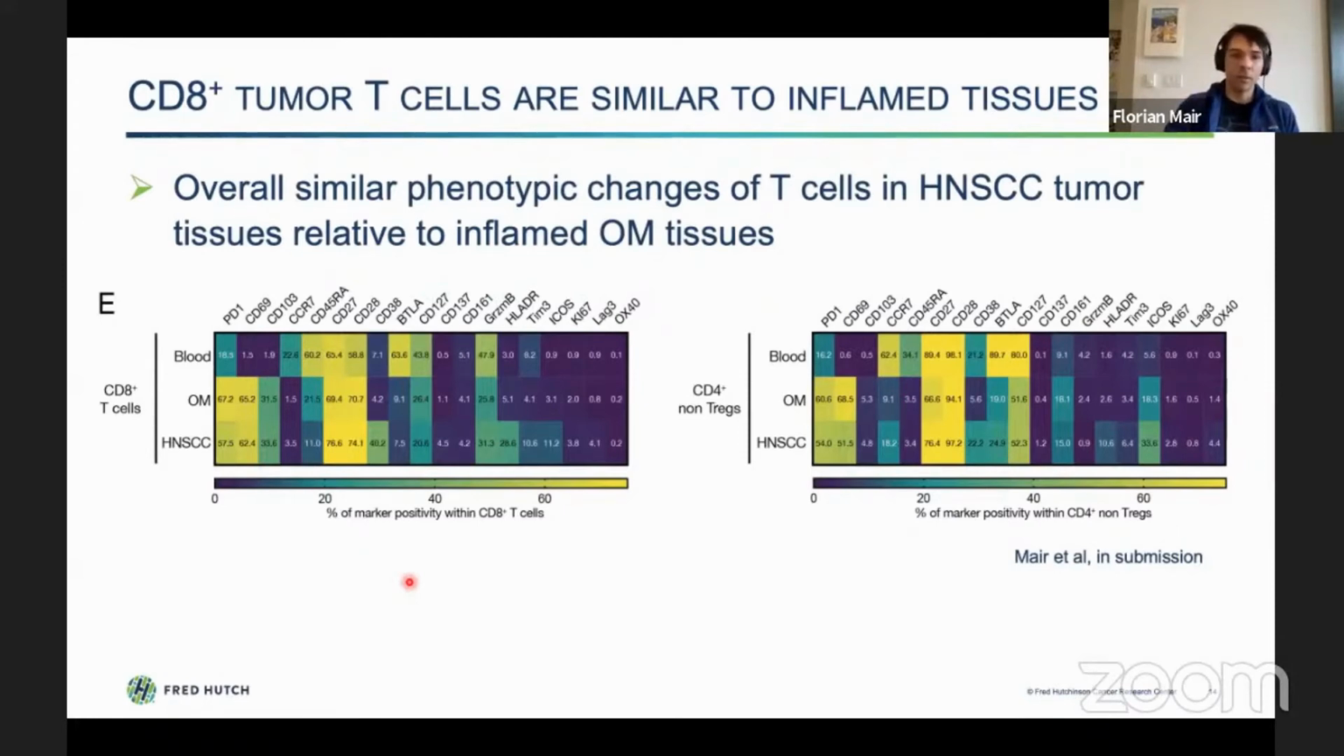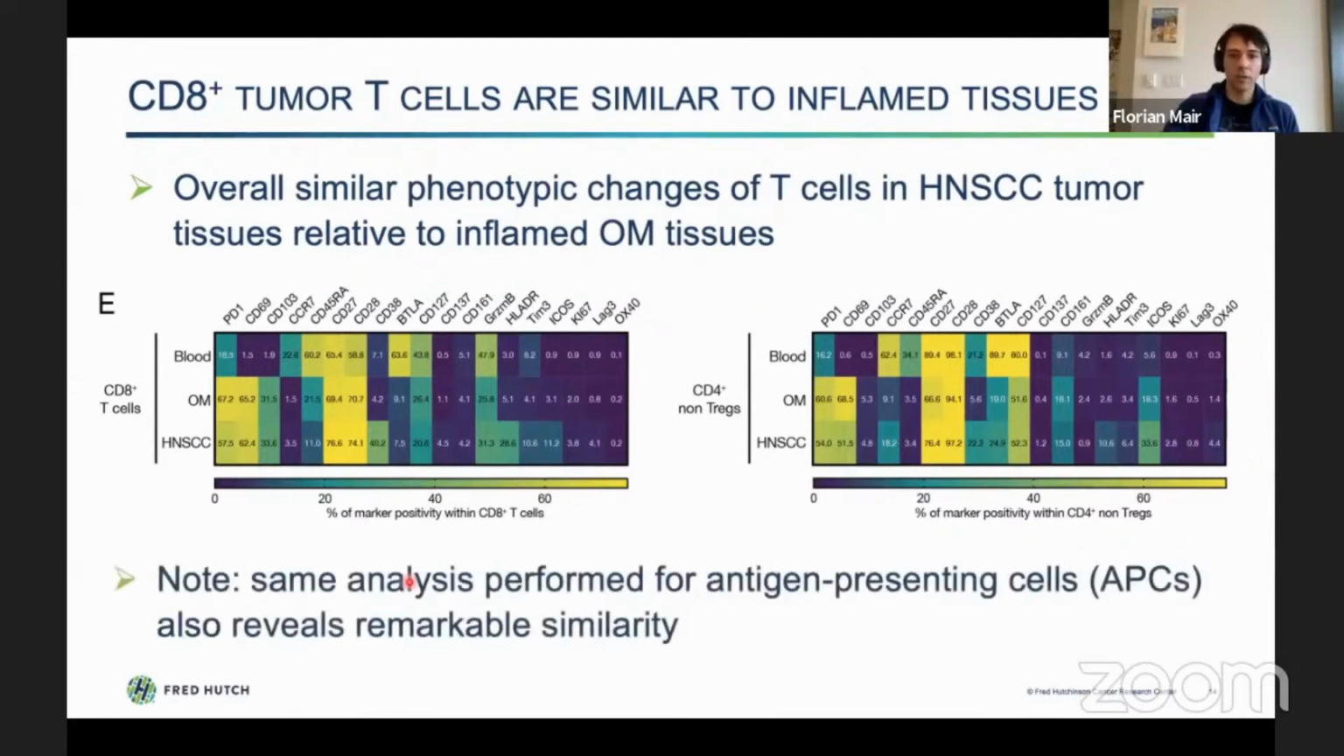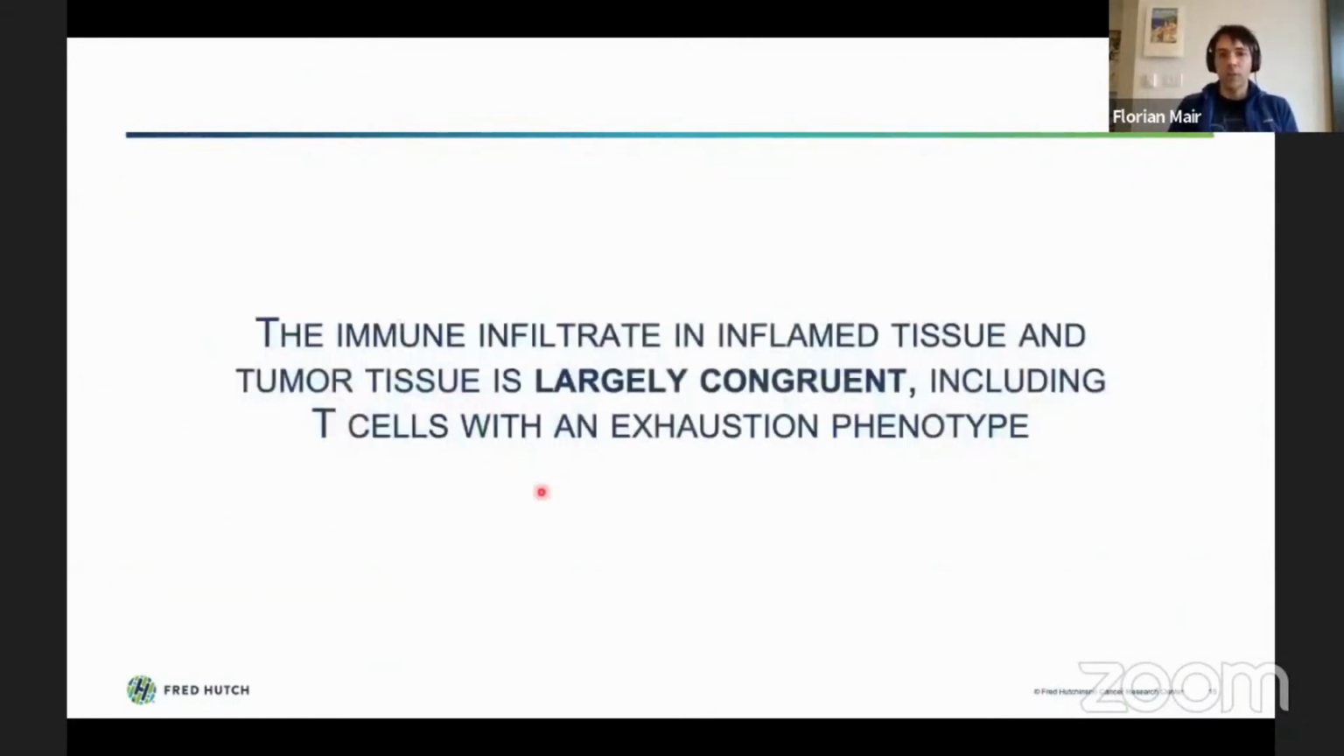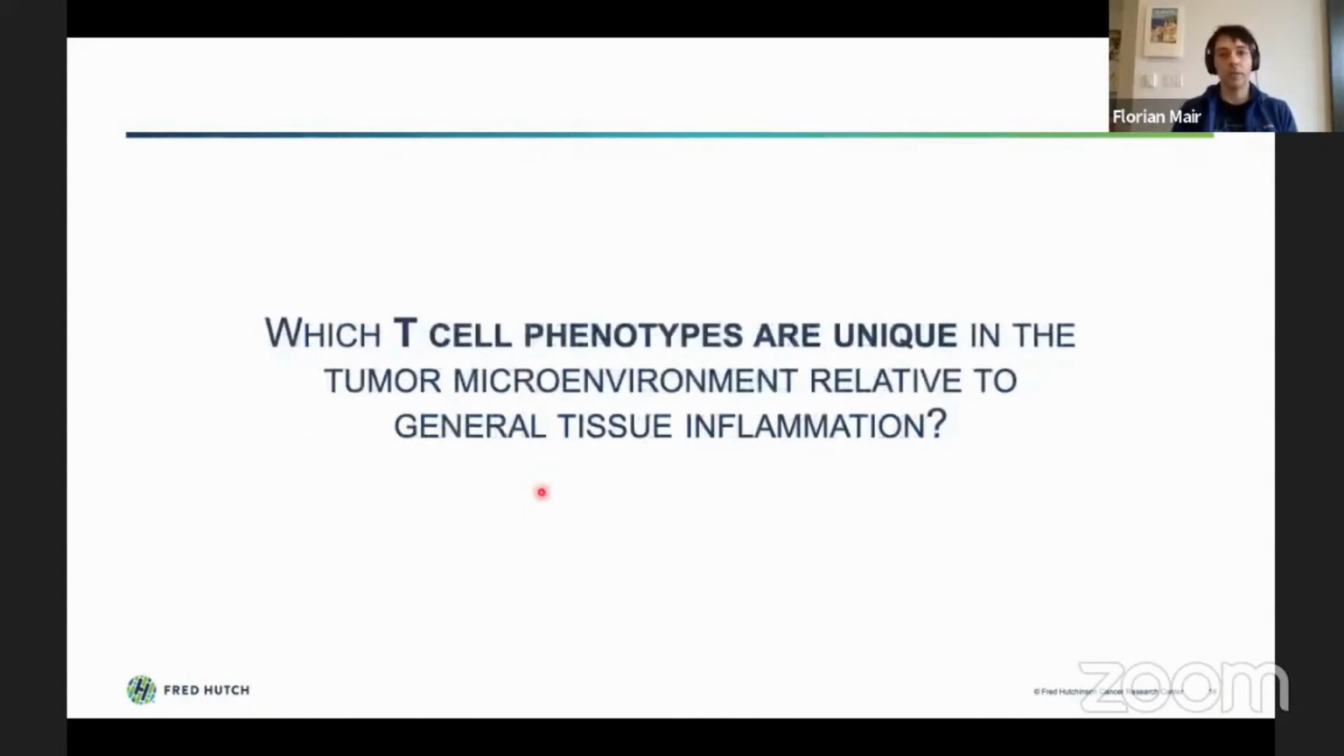So we were a little surprised by that observation and concluded at that point that there is a relatively large congruence. For time reasons, I'm not showing you the cytometric analysis that we did for the antigen-presenting cells, but we also observed remarkable similarity between these tissue sources for all APCs that we analyzed. So at this point, we concluded the immune infiltrate in inflamed tissues and tumor tissues is surprisingly congruent, and this also includes T cells with an exhaustion phenotype. So the obvious question that I posed in the beginning is: which T cell phenotypes are actually unique in the tumor microenvironment relative to general tissue inflammation?